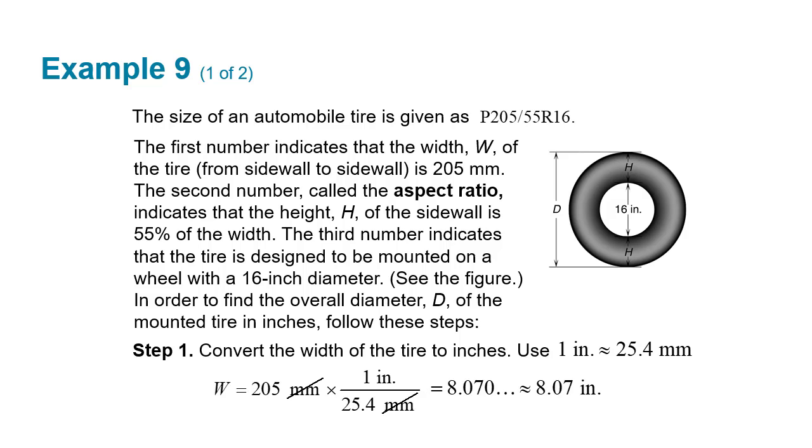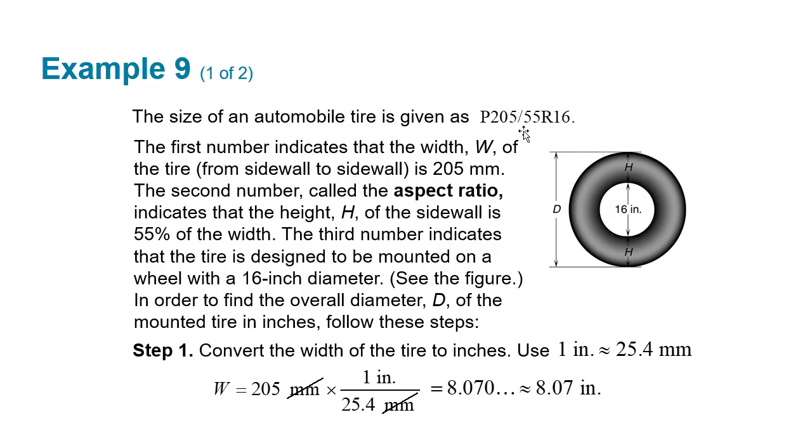So we've got the size of an automobile tire given as P205 over 55R16. What that means is the sidewall, right, the measure of the thickness of the tire from the inner edge to the outer edge is 205 millimeters. That's what the 205 is. The 55 means that the height of the sidewall is 55% of the width of the tire, how wide the tire is. If you were looking at it from behind, how wide that tire is. So this is 55% of the width.